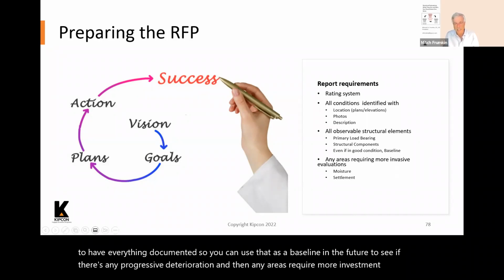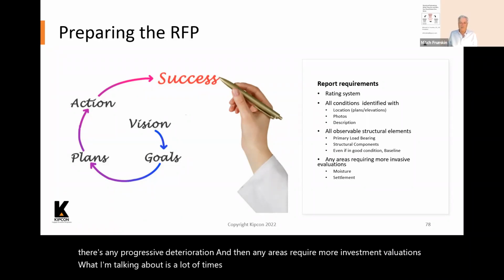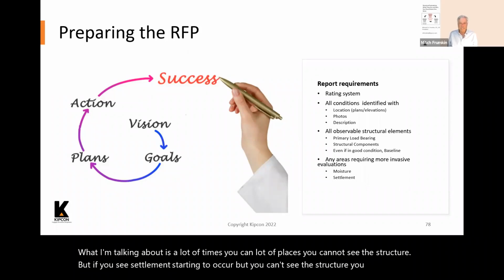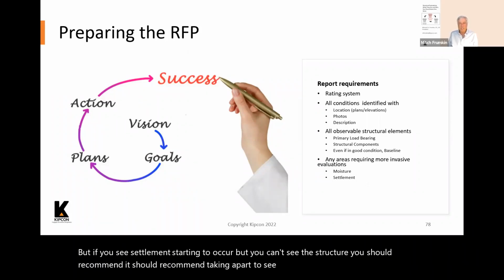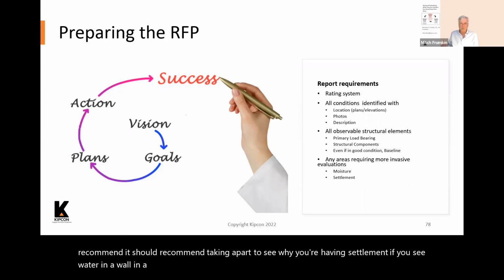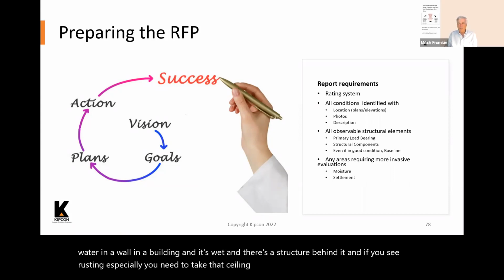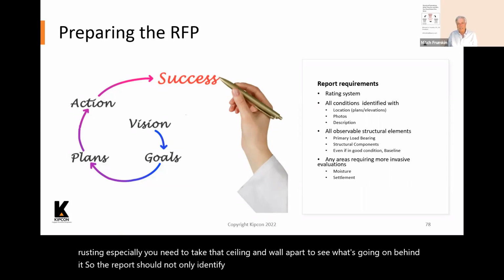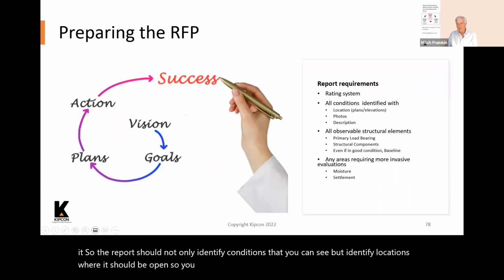What I'm talking about is a lot of times, in a lot of places, you cannot see the structure. But if you see settlement starting to occur, but you can't see the structure, it should recommend taking it apart to see why you're having settlement. If you see water in a wall in a building and it's wet and there's a structure behind it, and if you see rusting especially, you need to take that ceiling or wall apart to see what's going on behind it. So the report should not only identify conditions that you can see, but identify locations where it should be opened so you can see something else that may be underneath it.